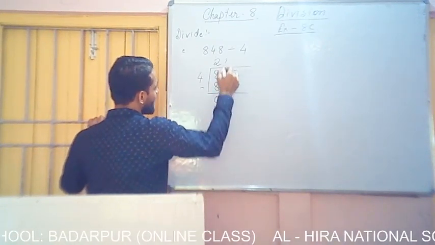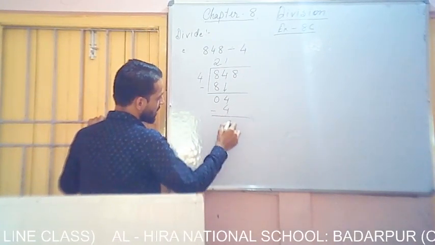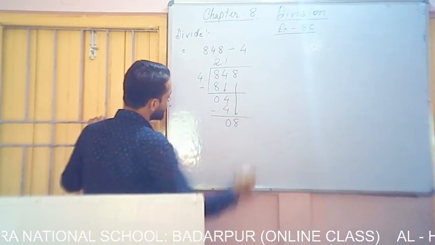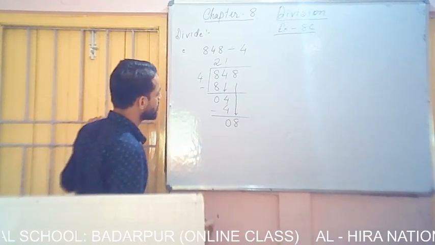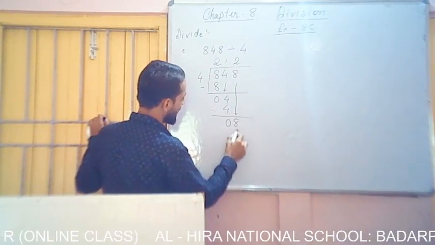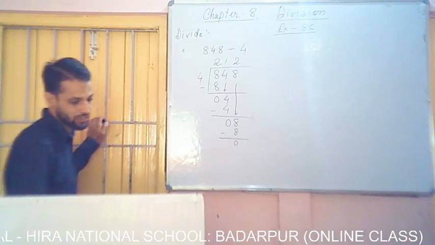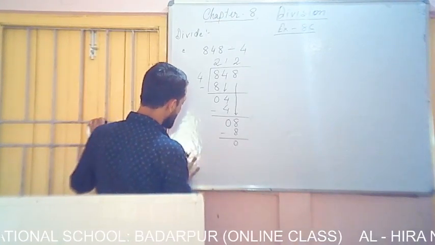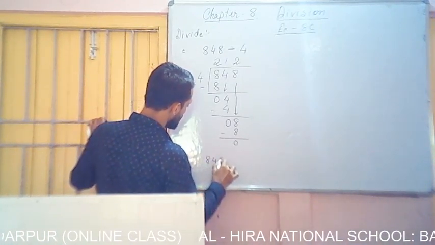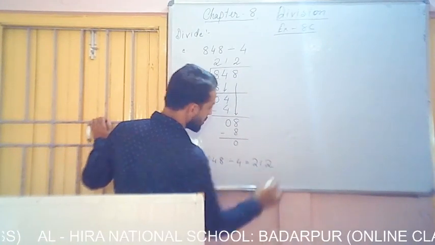So bring down 4 tens. So 4 is equals to what? 4. So we can write here 1. 4 ones are what? 4. Again we have to subtract. So 4 minus 4 equals to what? 0. Now bring down 8 ones. So we have to follow which table? 4 multiplication table. So we can write here 4 2s are 8. Again we subtract. So 8 minus 8 equals to what? 0. So therefore the answer for this question is 212. So we can write therefore 848 divided by 4 equals to 212.